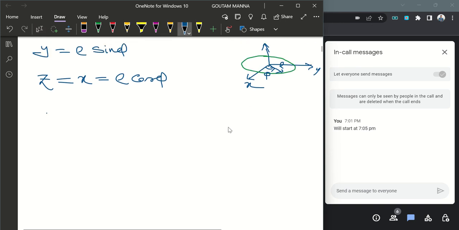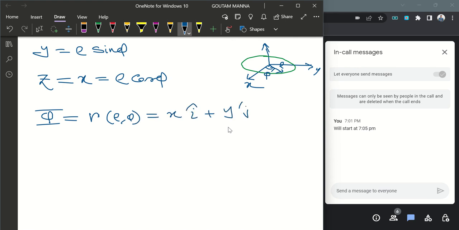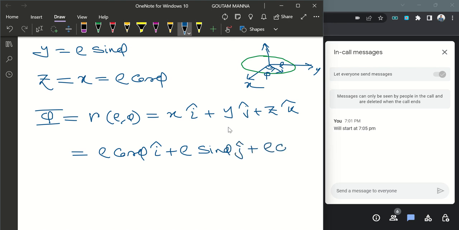So then our radius vector, let's say r, which is a function of rho and phi, can be written as x i hat plus y j hat plus z k hat, which is rho cos phi i hat plus rho sin phi j hat plus rho cos phi k hat.